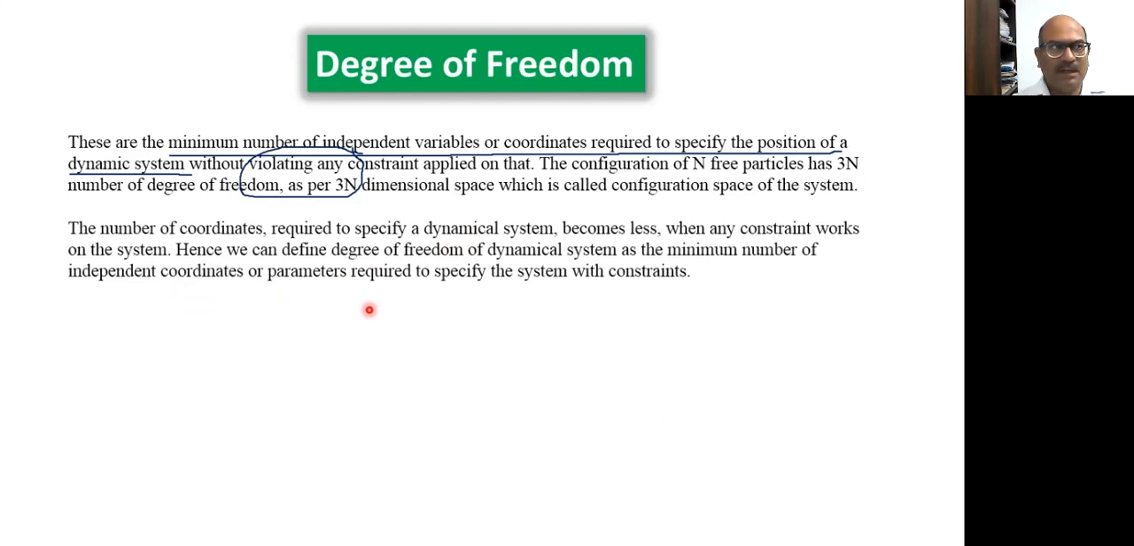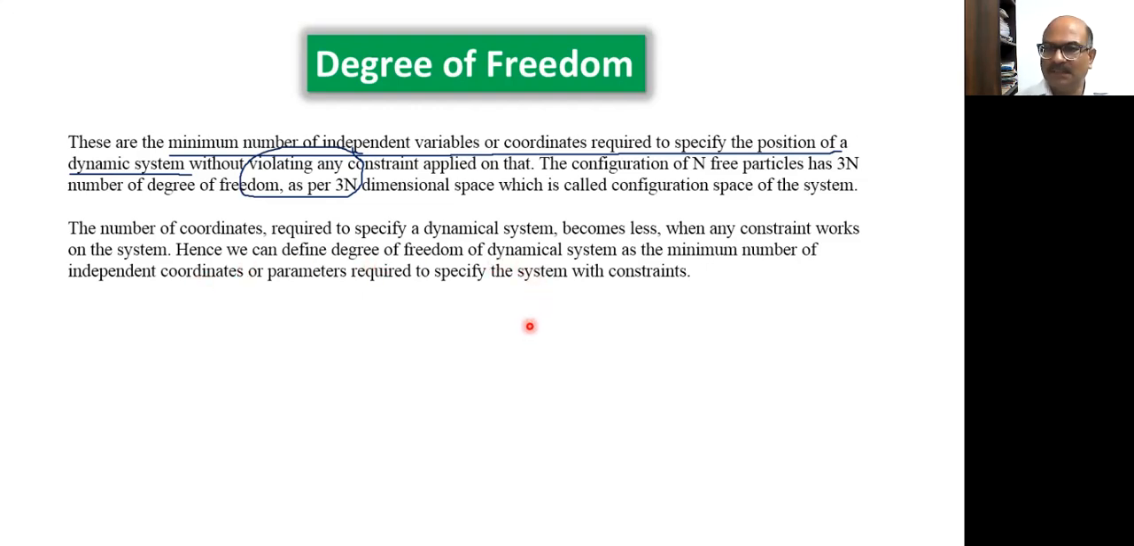So how many particles are available, accordingly we can identify the configuration space. And the number of coordinates required to specify a dynamical system becomes less when any constraint works on that system, because suppose we are restricting the motion of a particle in x direction. The particle cannot move in x direction, though x direction is available. So only y and z directions are available. So there are restrictions, and accordingly the degree of freedom is reduced.